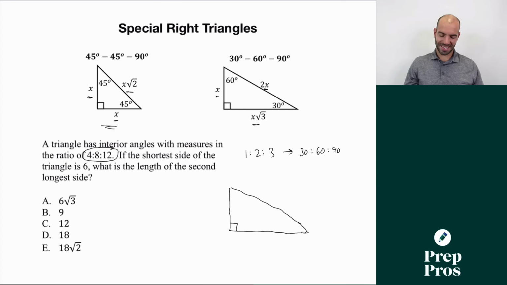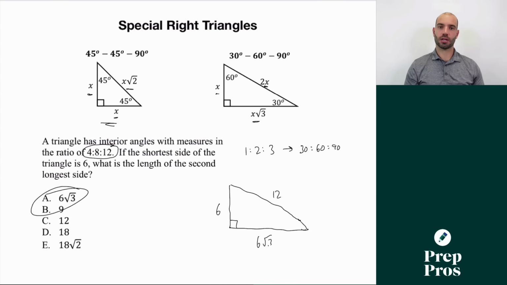We're told the shortest side is 6, so we know the hypotenuse is 12. The other one is going to be 6 root 3. The question says, what is the length of the second longest side? Well, once we recognize it's 30, 60, 90, we know the answer is going to be A.